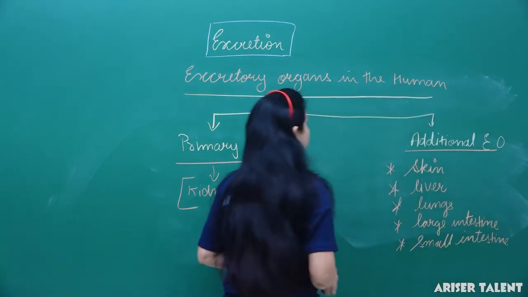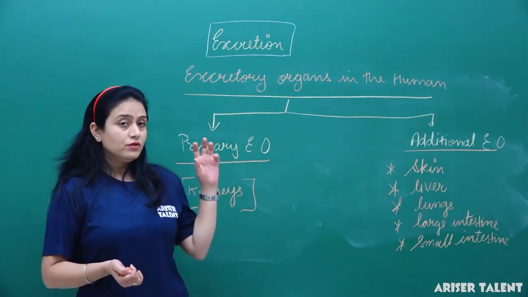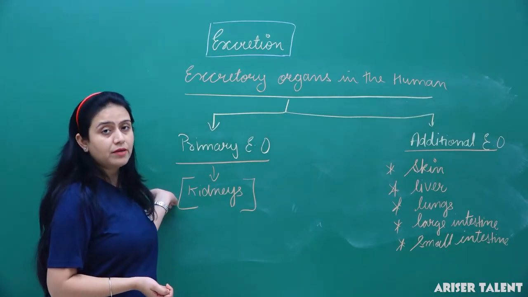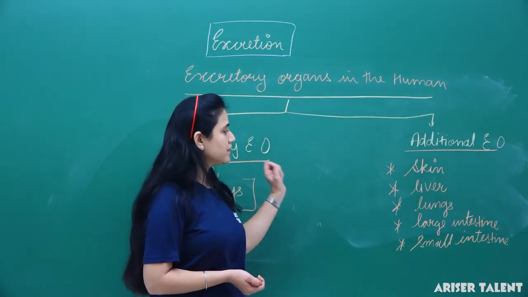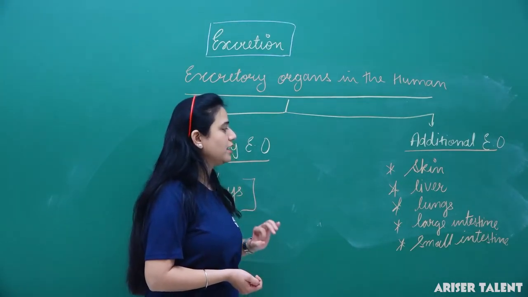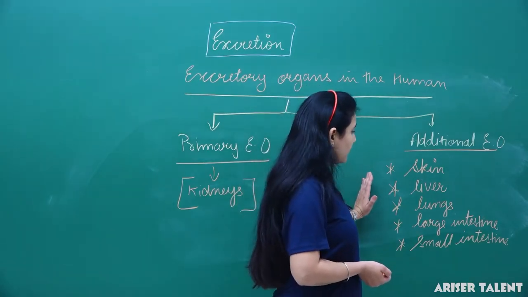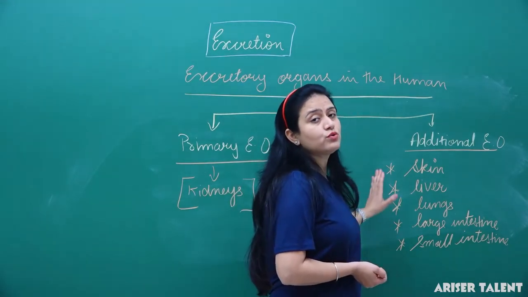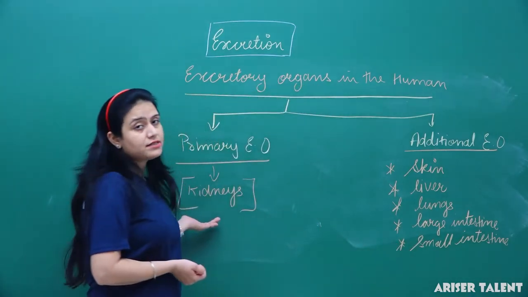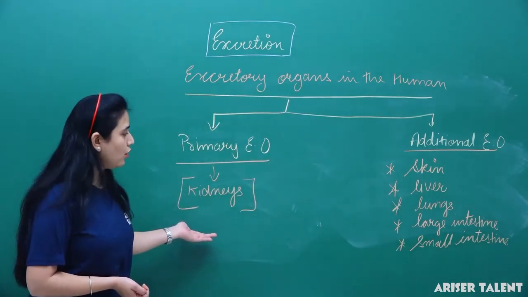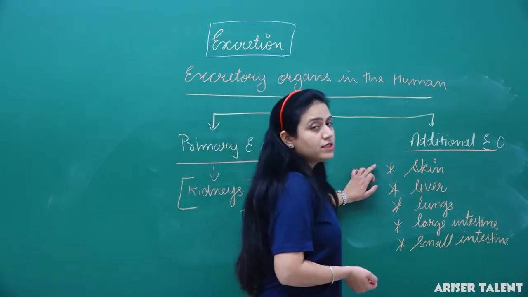Okay, so thus we can say in the human two types of excretory organs are found. First one, which is known as primary excretory organ, that is kidney, and additional are skin, liver, lungs, large intestine and small intestine. These parts of the body help to excrete waste materials. But the kidneys are the primary excretory organs. We will talk about them in detail, but before that, I must tell you about skin.